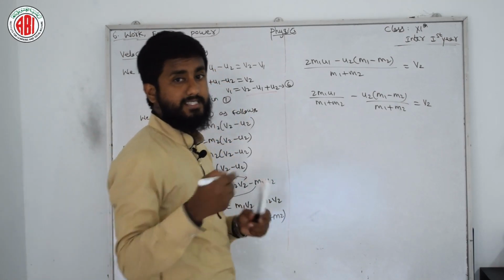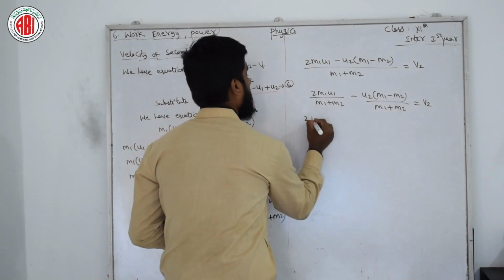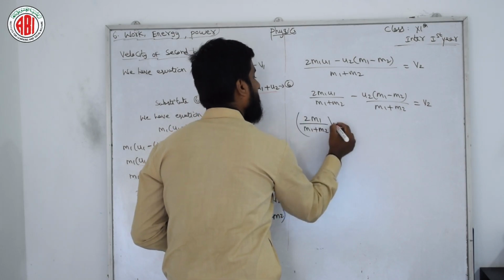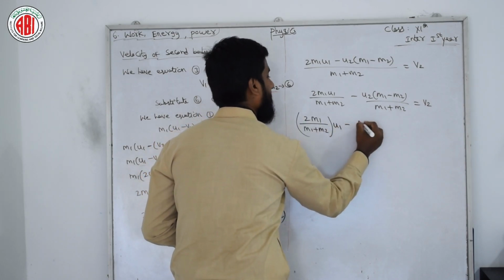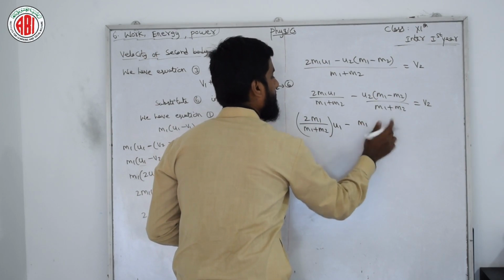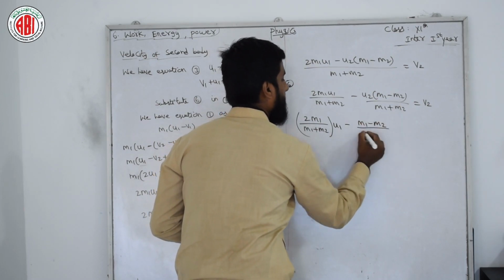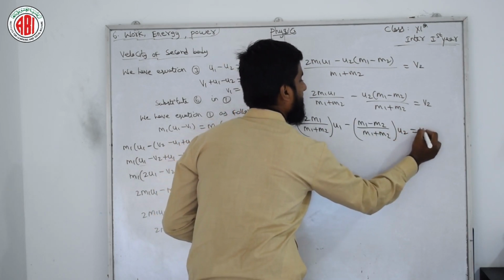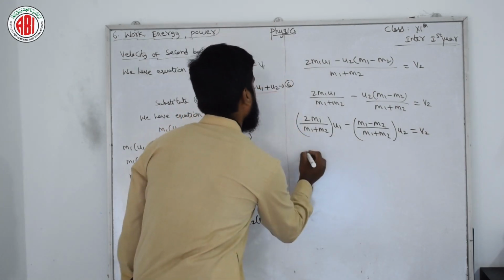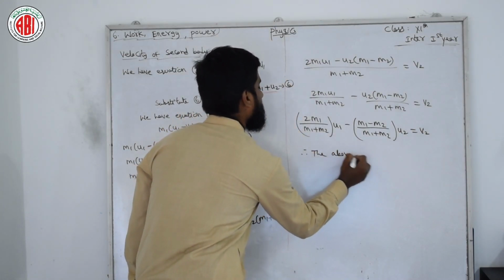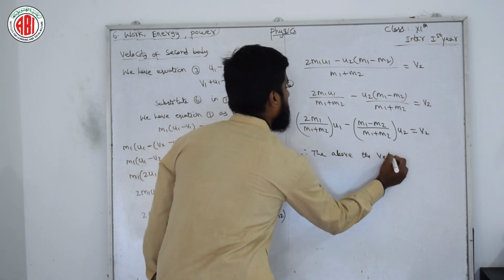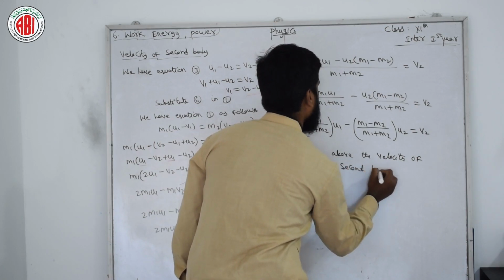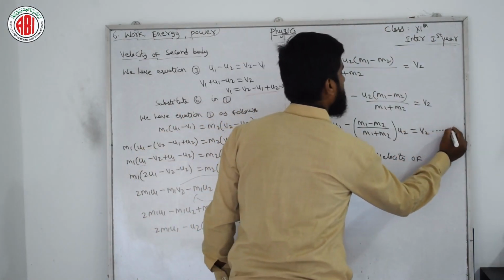So I am writing this step, as you can see carefully: 2 m1 by m1 plus m2 into u1 outside, minus m1 minus m2 by m1 plus m2 and keeping u2 outside, we have v2. So therefore the above is the velocity of the second body. I am giving this the name equation number 7.